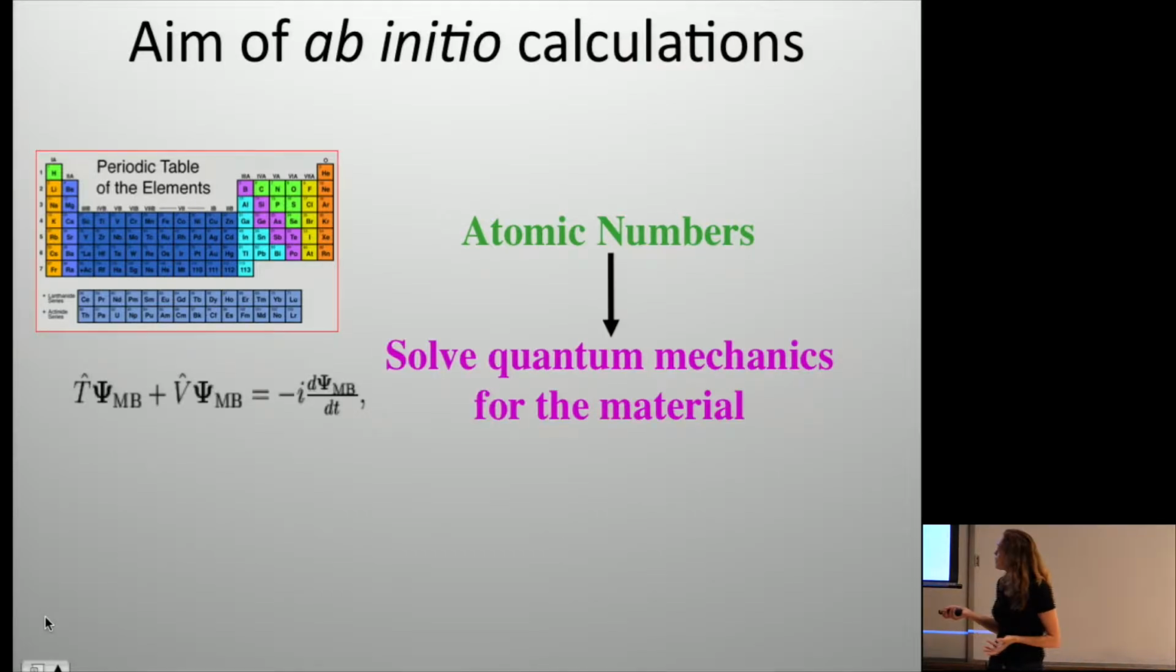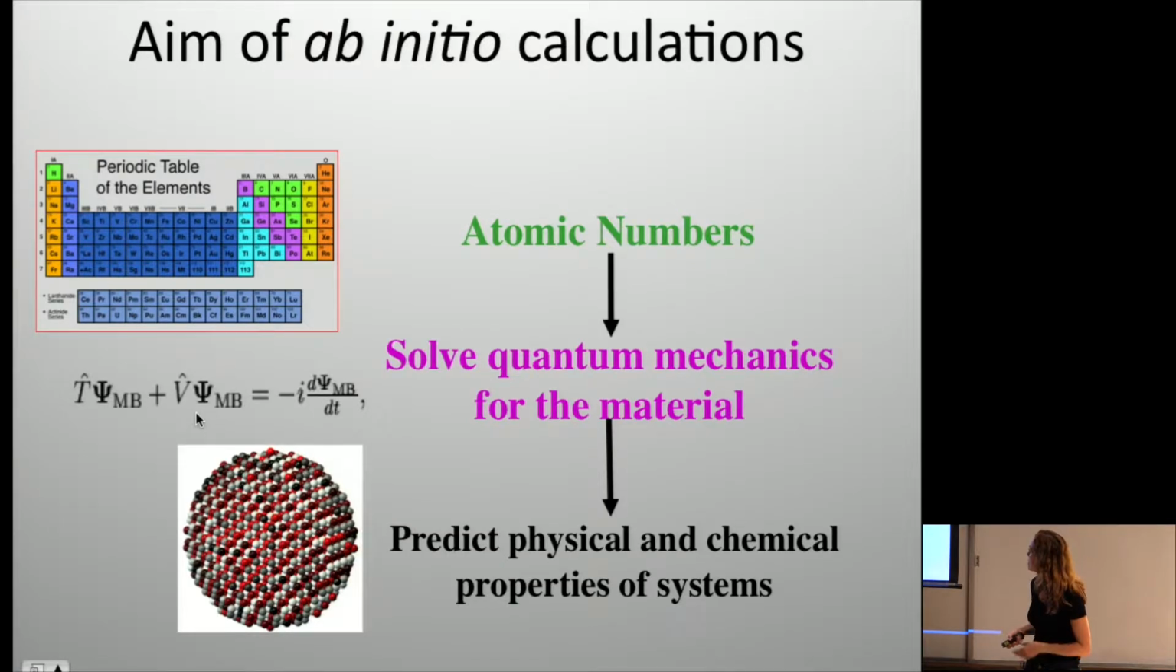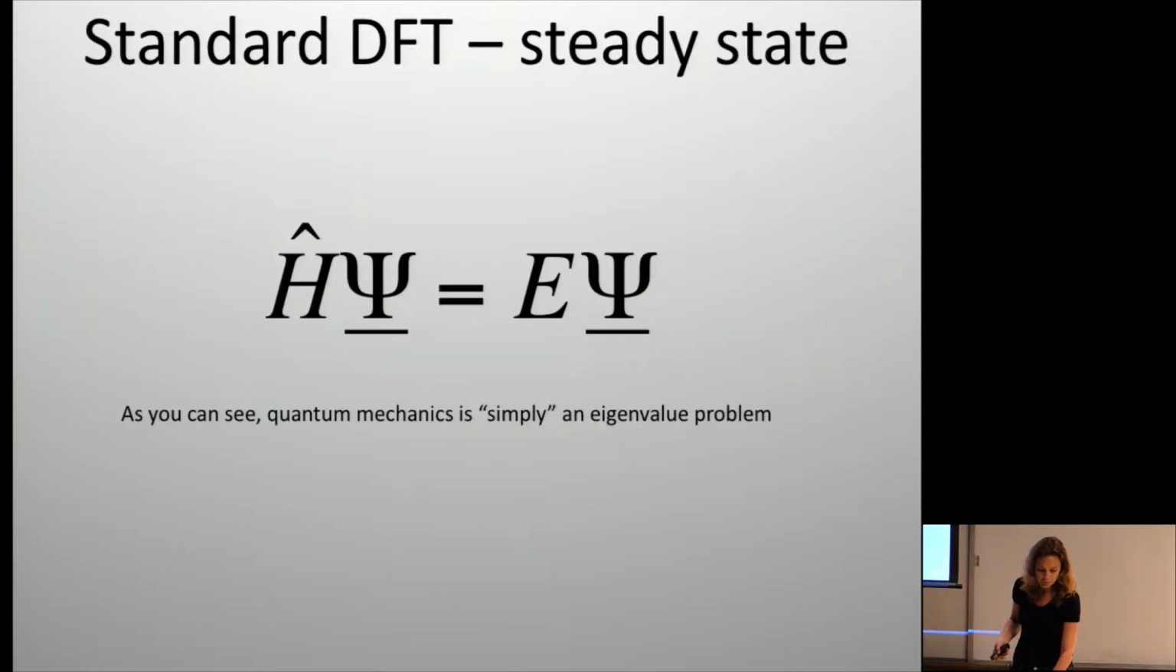So we solved the Schrödinger equation. This is the time-dependent version of the Schrödinger equation, which we can use, but we can also use the time-independent one for static properties, for things that don't change. And then from that, we predict the physical and the chemical properties of the systems we're interested in. In this particular case, there's a nanoparticle, but we can do simpler systems than that too.